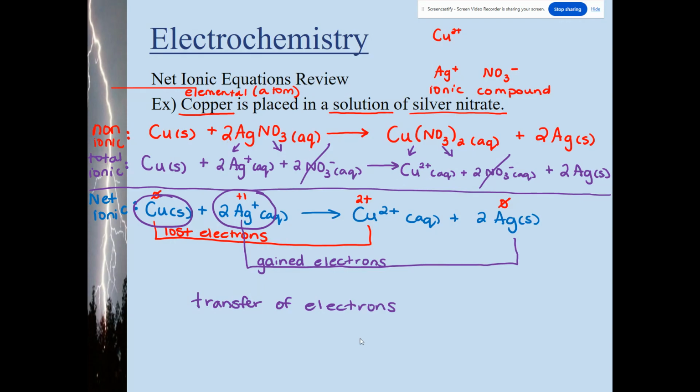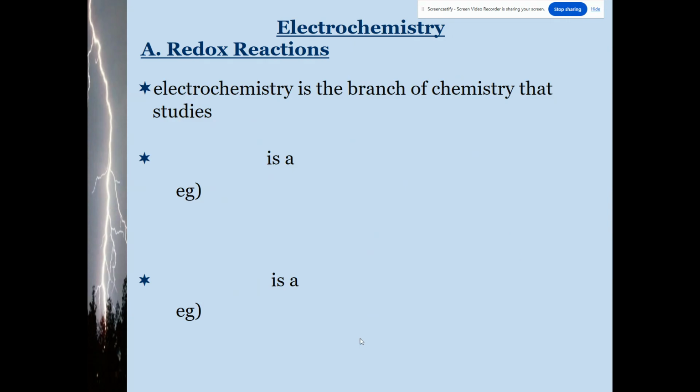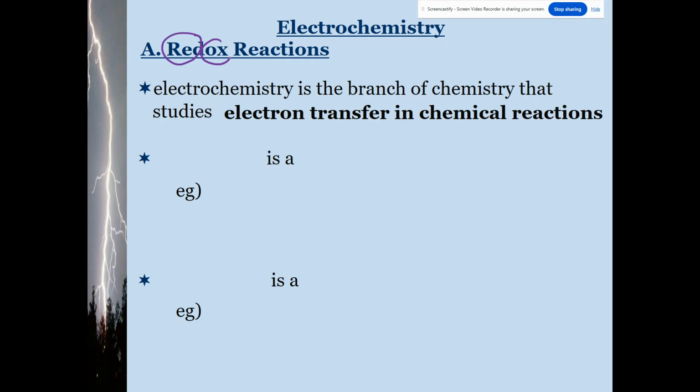Okay? Now, we're going to get into the terminology. So we're going to start by talking about a redox reaction. And a redox reaction comes from 2 terms, reduction and oxidation. Okay? So the red for reduction, the ox for oxidation. Because when one substance is losing electrons, it's undergoing the process of what we call oxidation, okay?